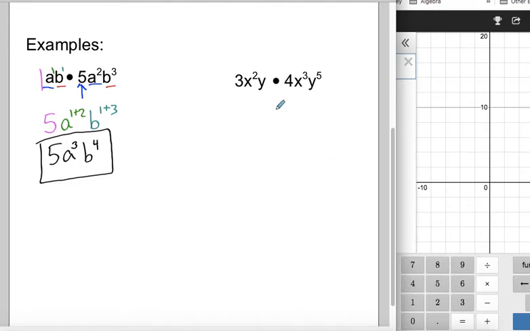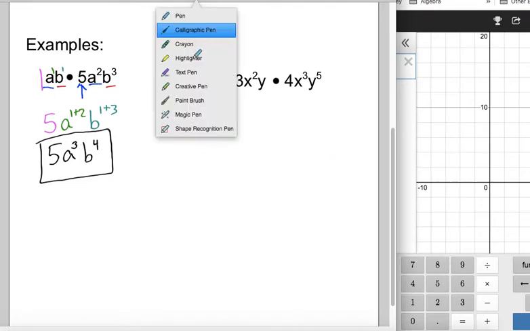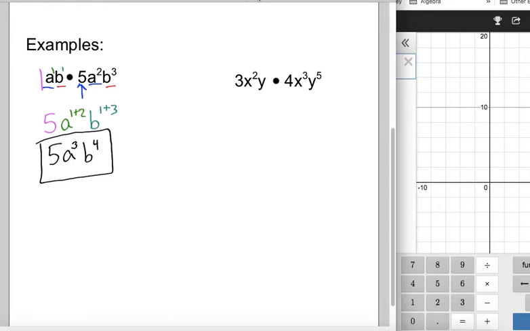Here we have a different one. It's just a little bit more complicated. So let's look at the things that match. We have our coefficients of 3 and 4. We have our bases of x's. And we have our bases of y's. And so those are the things that are going to be put together as we're simplifying here. So the 3 times the 4, those are our coefficients. They will multiply, and 3 times 4 is 12.